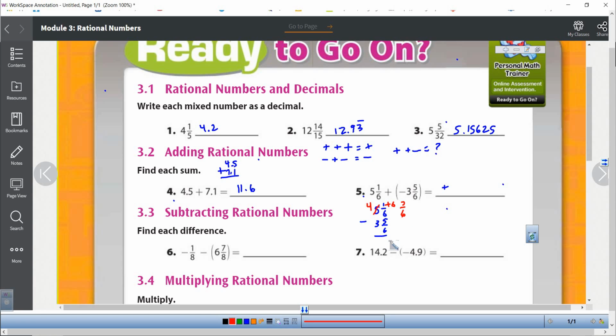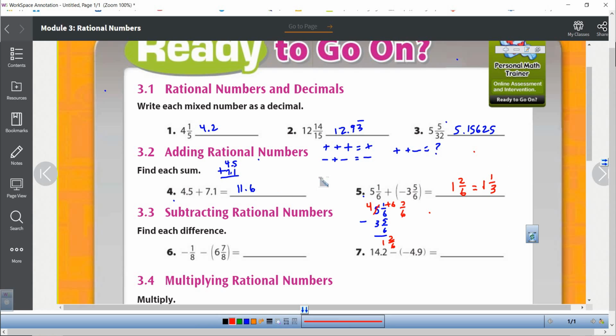Well, 7/6 minus 5/6 is 2 sixths. And 4 minus 3 is 1. So I get 1 and 2 sixths, right? But what should we always do? We should always simplify 2 over 6, right? Both of those are divisible by 2. And when we do that, we get 1/3. So the answer we're looking for is 1 and 1/3.